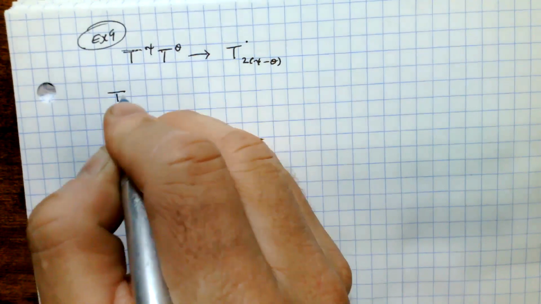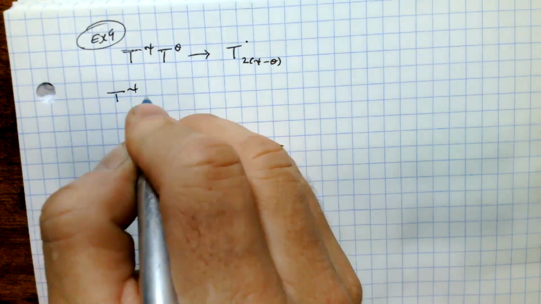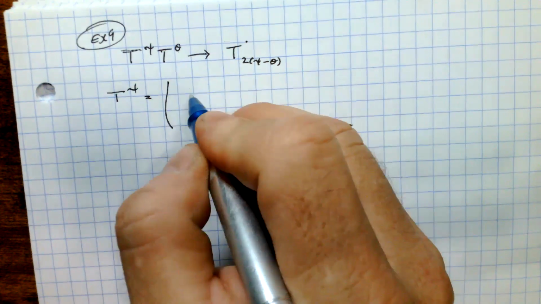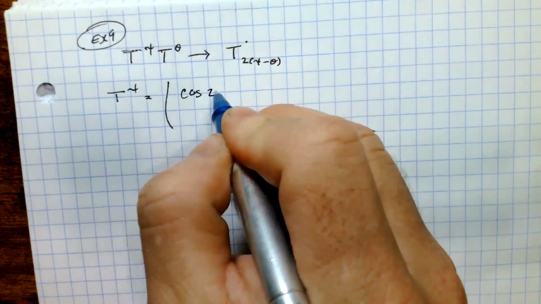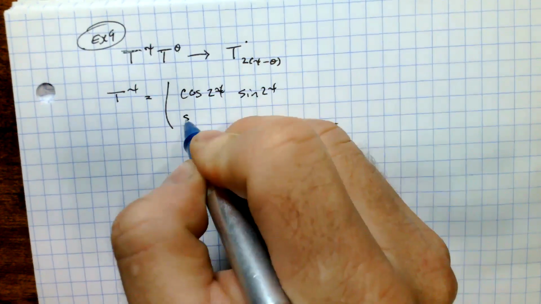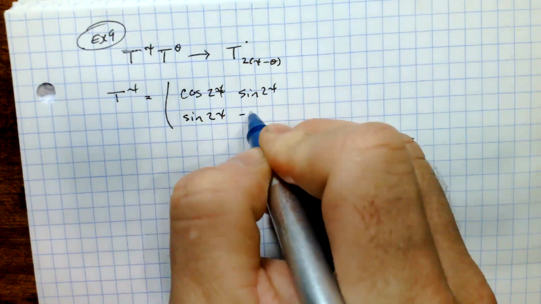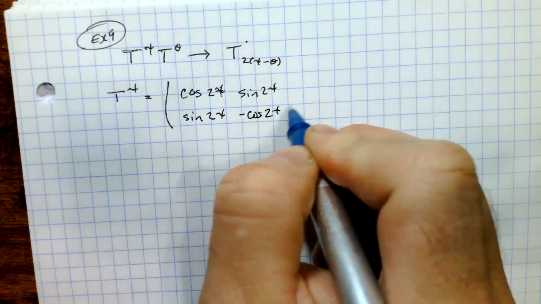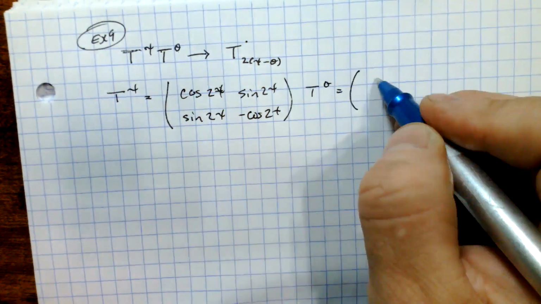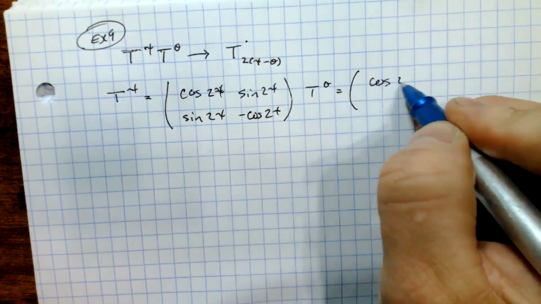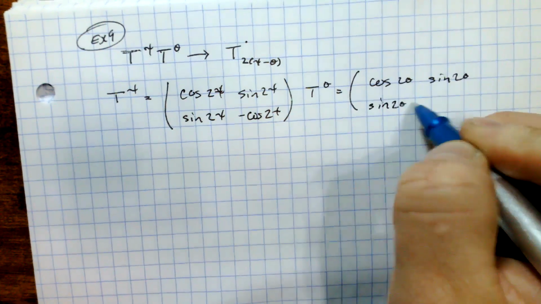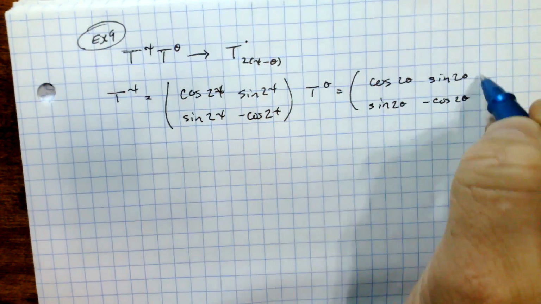So recall, if you will, that the reflection T of psi is equal to something of the form cosine 2 psi, sine 2 psi, sine 2 psi, and negative cosine 2 psi. And T of theta, the reflection of angle theta, is cosine 2 theta, sine 2 theta, sine 2 theta, and minus cosine 2 theta. Okay.